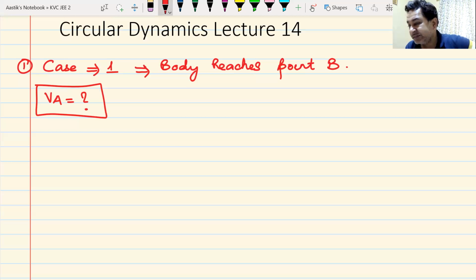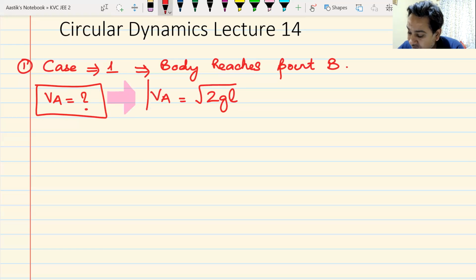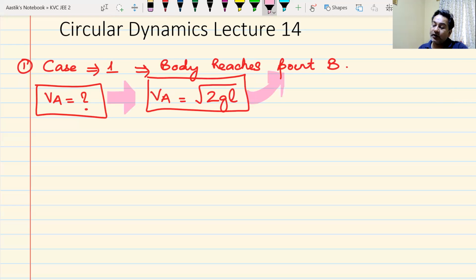How will I find it out? Well, I'll give you the answer first. I'll do it in a different way. The answer is: if the speed at point A is exactly equal to root of 2GL, then the body just reaches point B. How do I find it out? Anyone, any idea how do I do it?